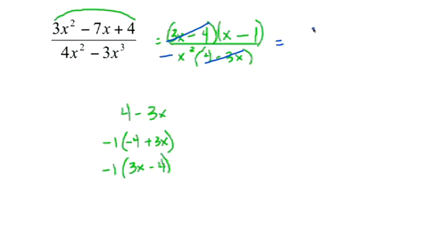So our final answer, we're going to have x minus 1 in the numerator. If you want to put your minus off to the side for the negative 1, that's fine, or you can leave it down there in the denominator. So our final answer is negative (x minus 1) over x squared, and that wraps up simplifying rational expressions.